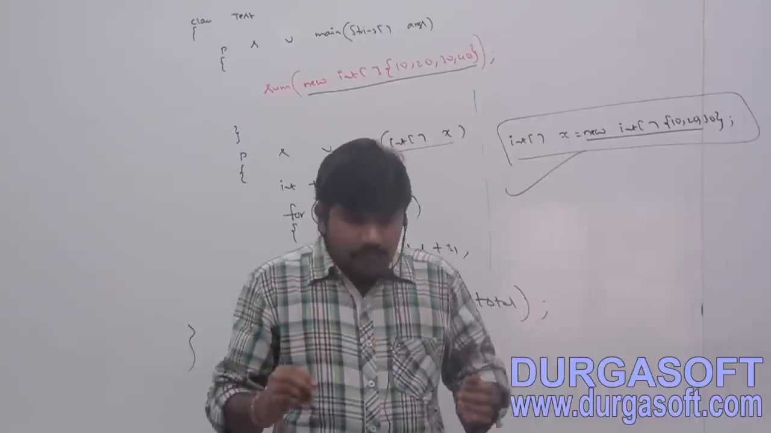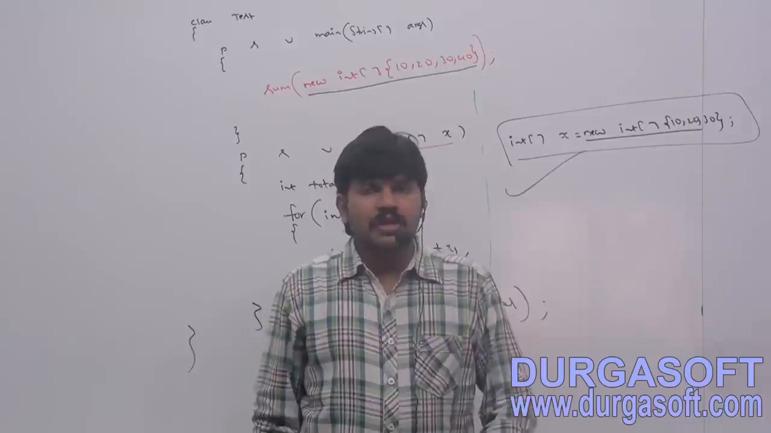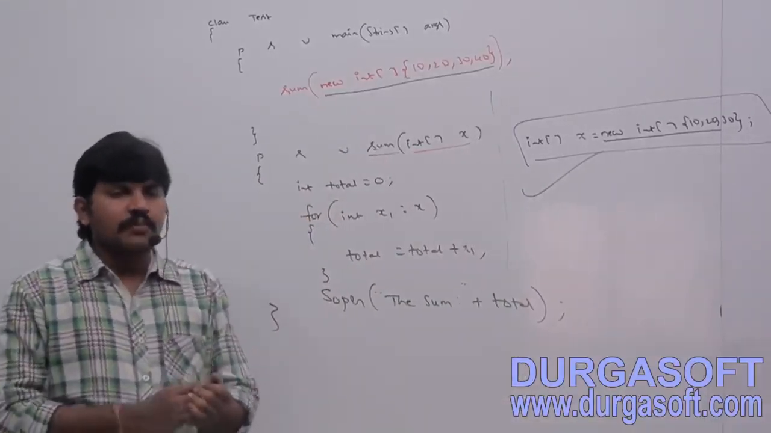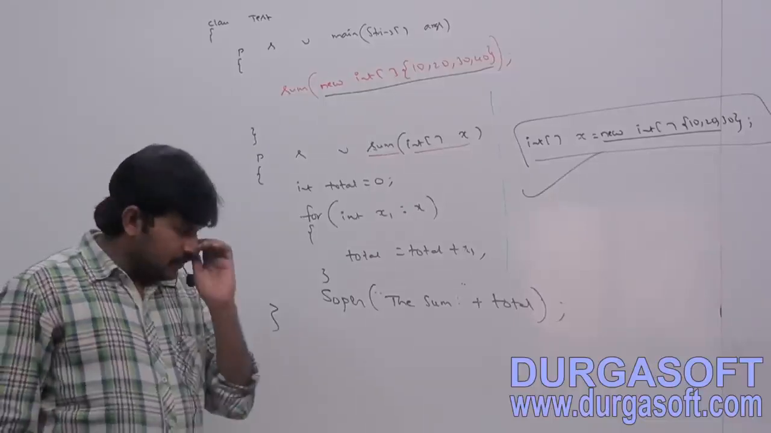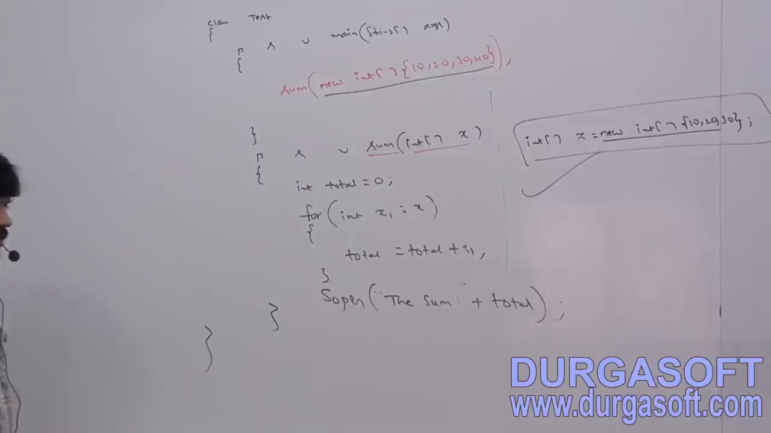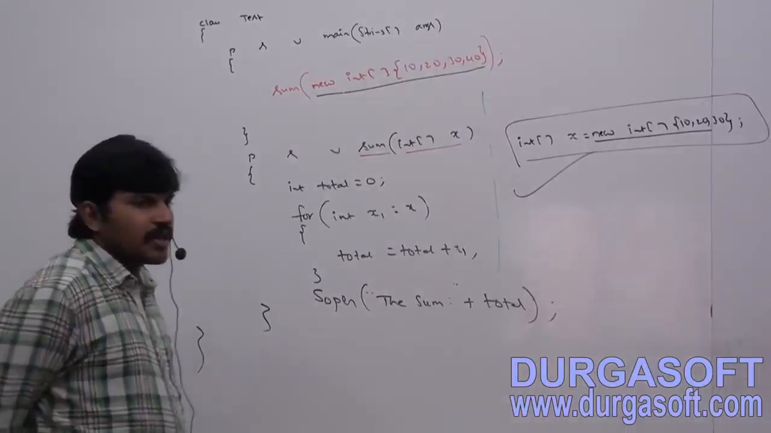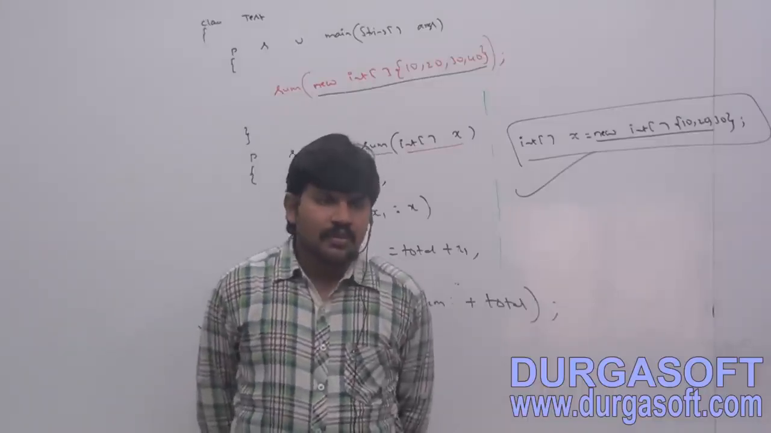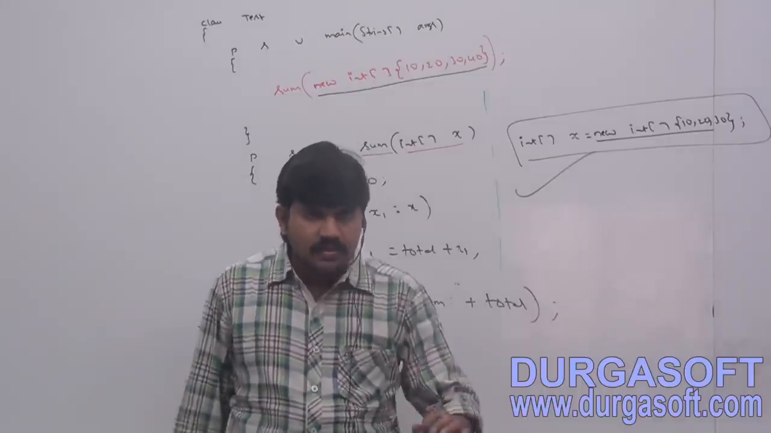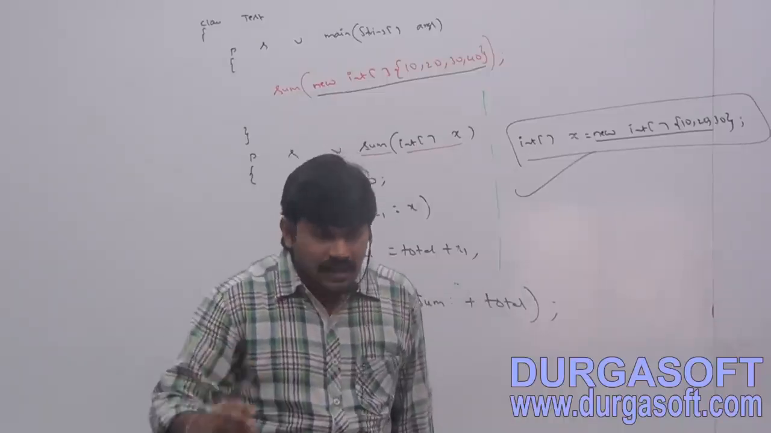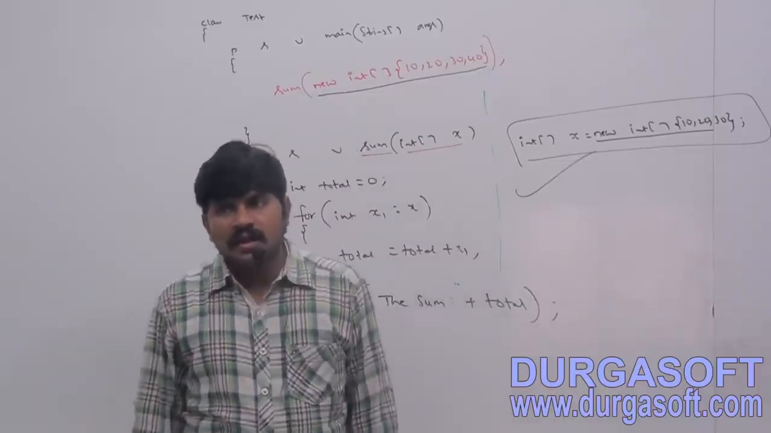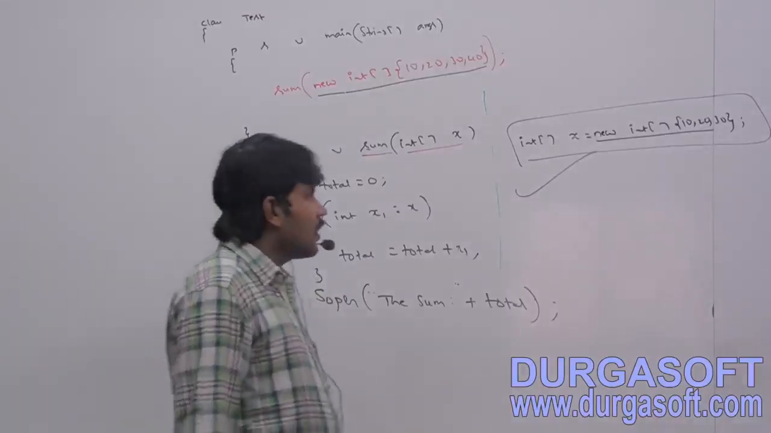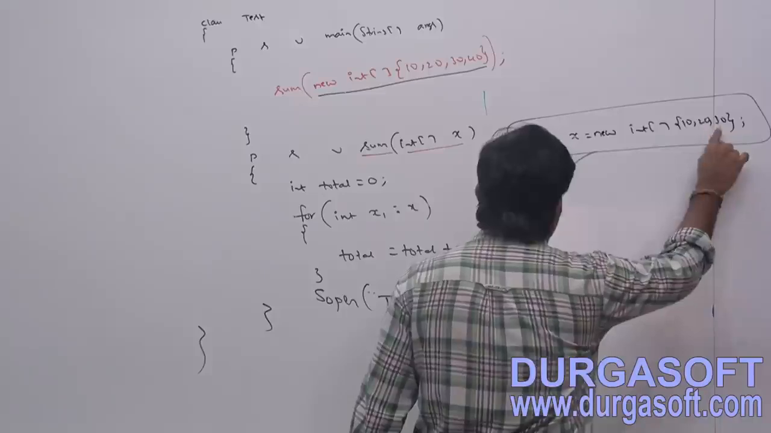Based on our requirement, we can give the name for an anonymous array. Then it is no longer anonymous.